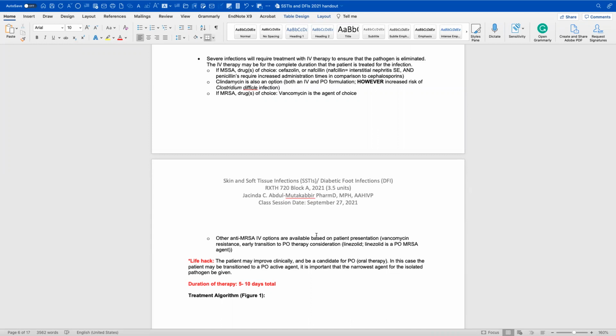As we stated, the IV therapy may be for the complete duration that the patient is treated for the infection. So if MSSA, you may use cefazolin or nafcillin for the entire time that you're treating, based upon whether that patient gets better or not. Clindamycin is also an option because it's easy to switch from IV to PO. However, you do have that increased risk of C. diff.